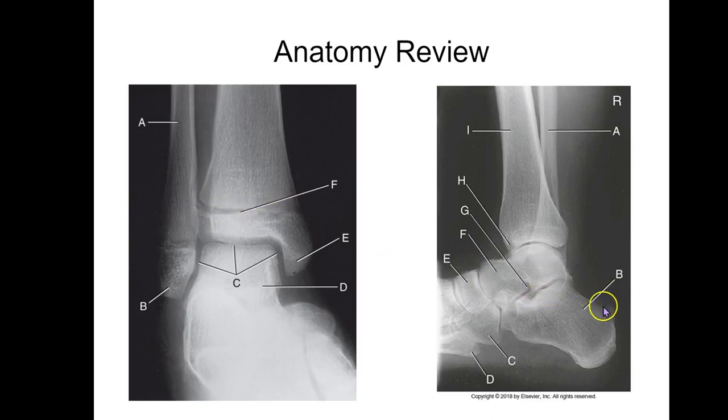Okay. Let's look at the x-ray on the right. This is your lateral ankle. So A is fibula, B is calcaneus, C is cuboid, D is the tuberosity, remember on the fifth metatarsal, E is navicular, F is talus, G is that sinus tarsi, remember where ligaments pass, H is the anterior tubercle on the distal tibia, and I refers to the tibia.